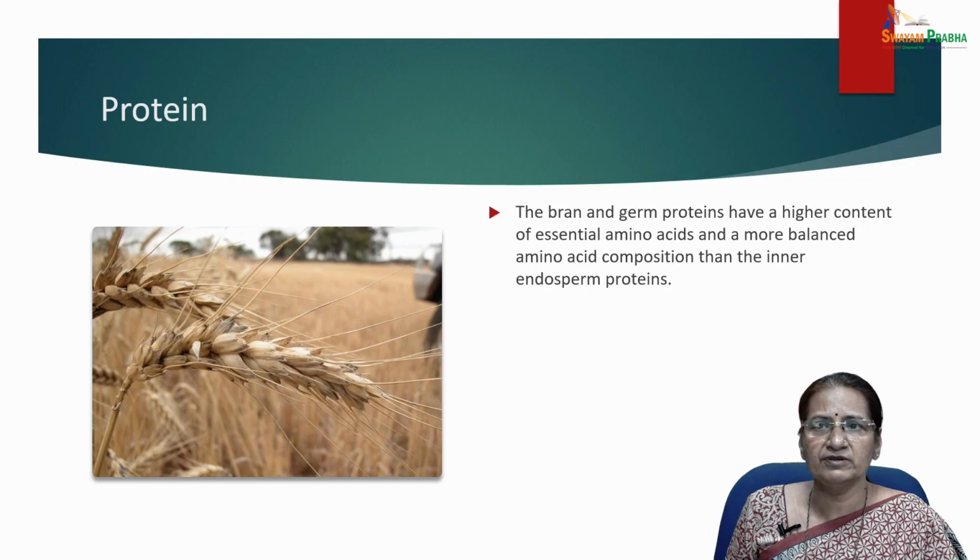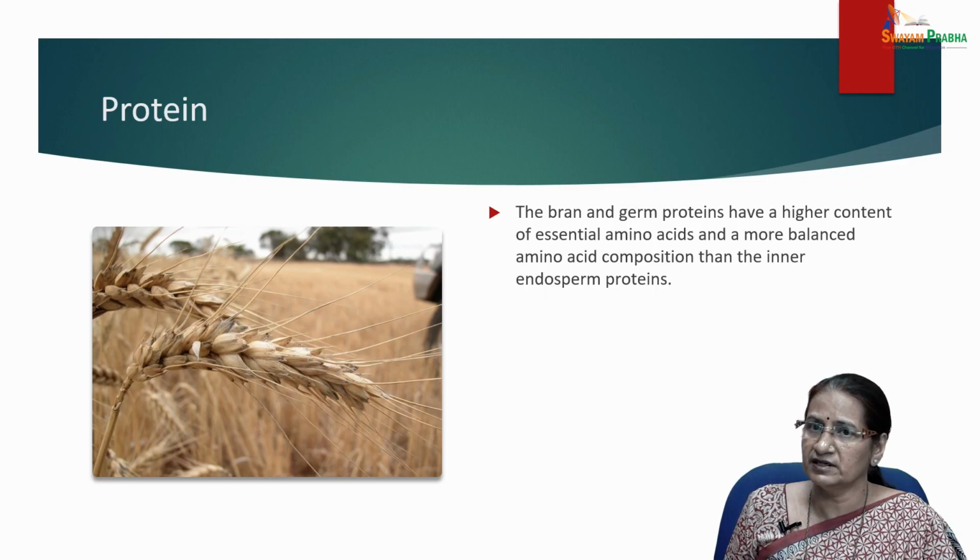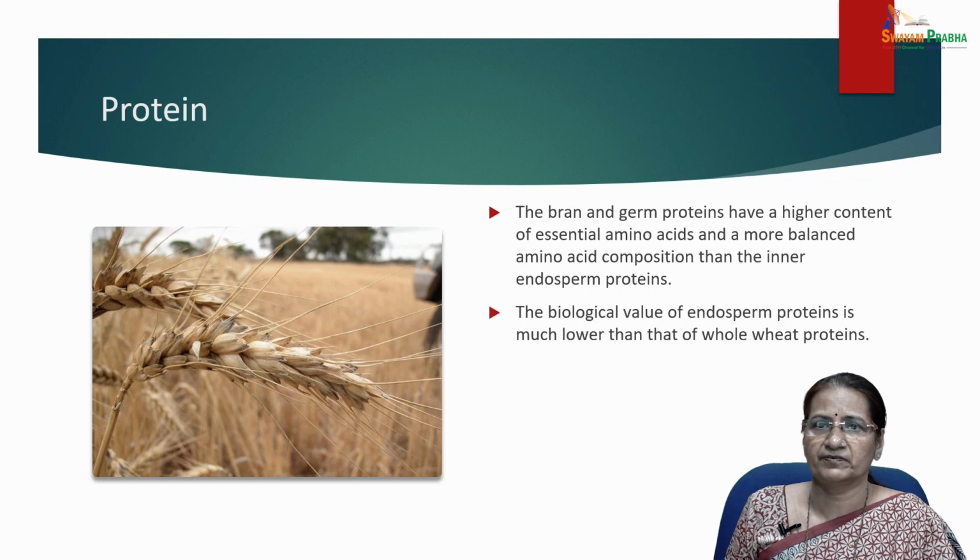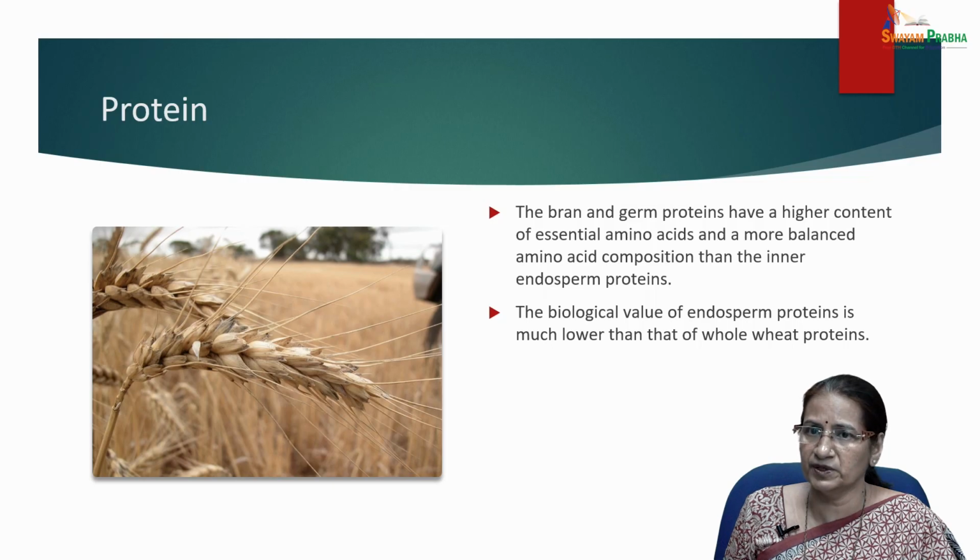The bran and germ proteins have a higher content of essential amino acids and a more balanced amino acid composition than the inner endosperm proteins. The biological value of endosperm proteins is much lower than that of whole wheat proteins.